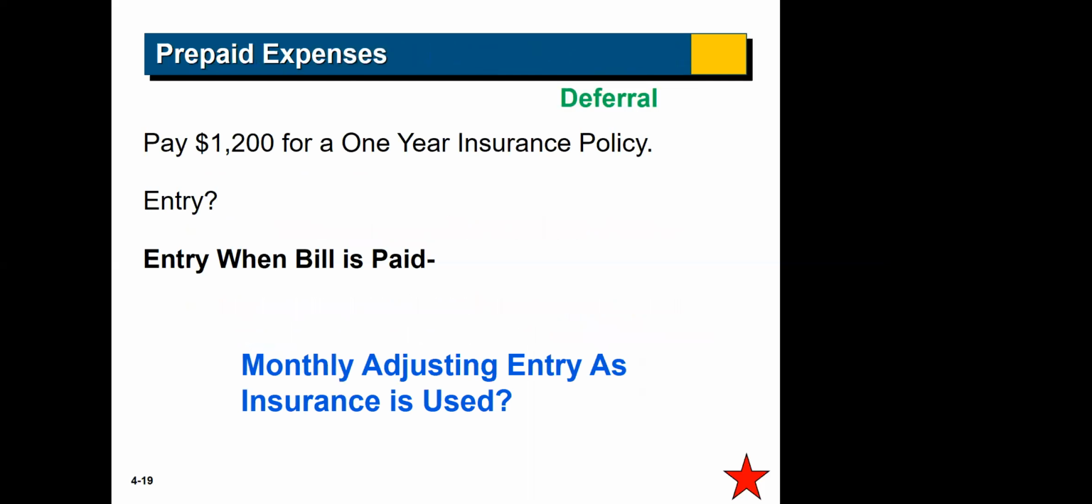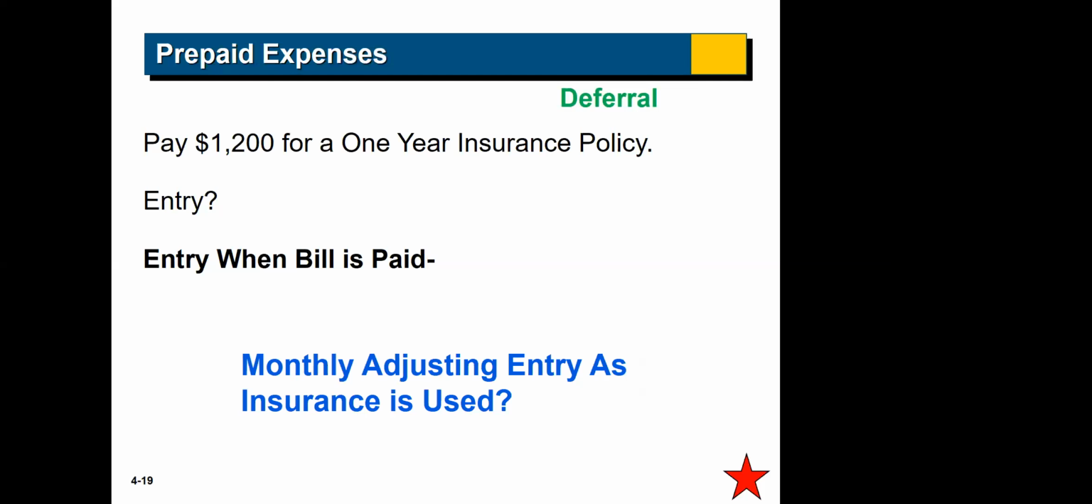Here's an example. We pay $1,200 for a 1-year insurance policy. What is the entry when we actually pay for the bill? We've done this one before. Pays means cash. Cash is an asset. Assets have a debit balance, and to make it go down, we have to credit it. So when we initially pay the bill, we're going to debit prepaid insurance, and we're going to credit cash.